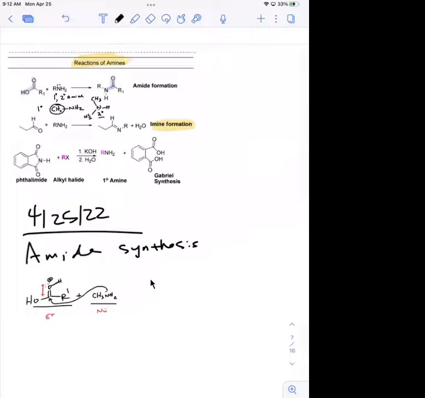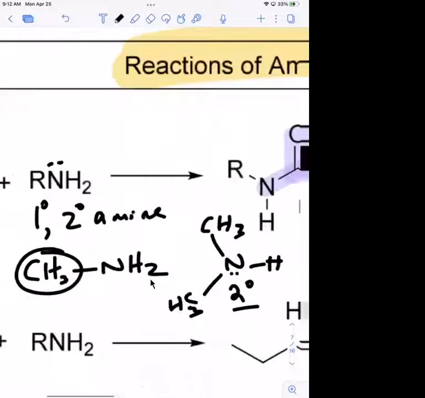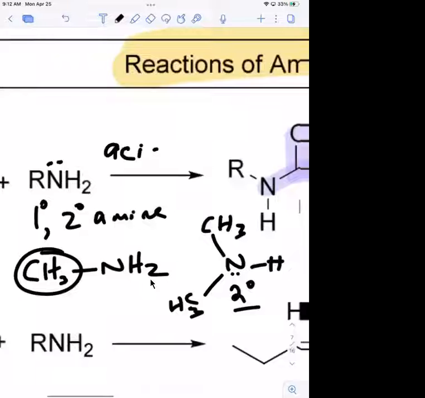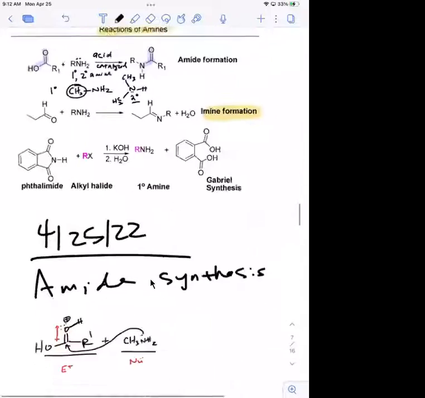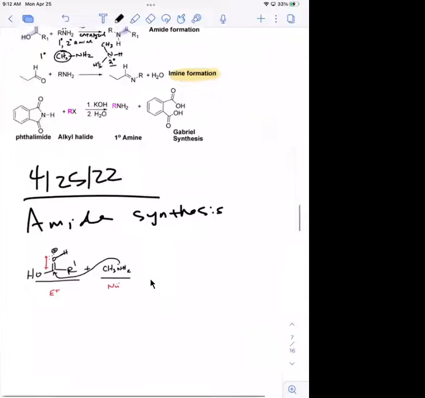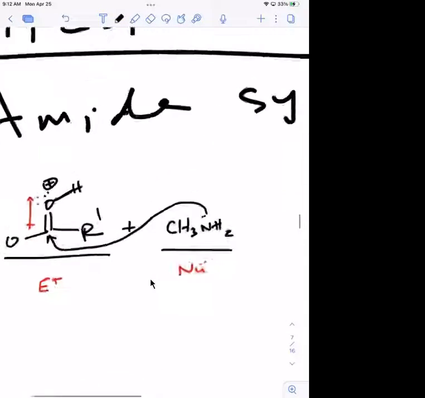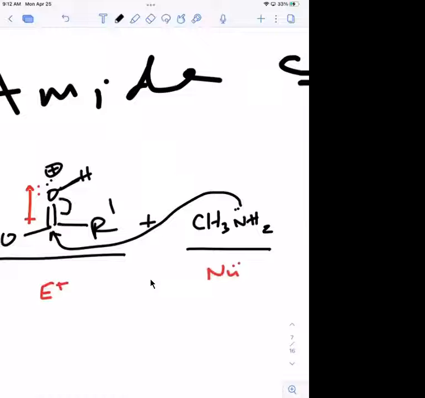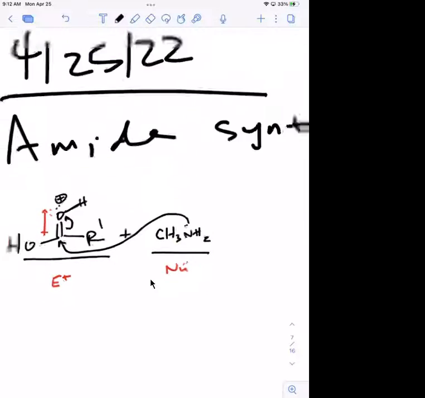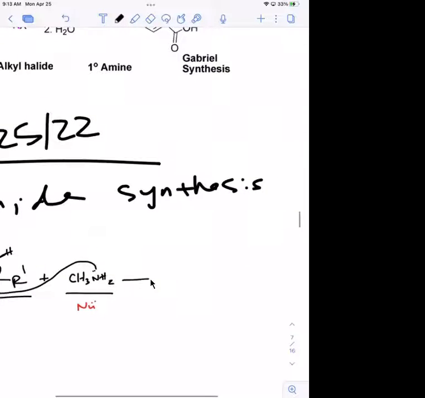Just like when we did transesterification, this is normally an acid-catalyzed reaction as well. So we've seen that before. So we attack the carbonyl, and in doing so, we also have to break the carbon-oxygen pi bond. And then what happens when we attack a carbonyl with a nucleophile? What is that common thing that we always get? Anybody remember that?